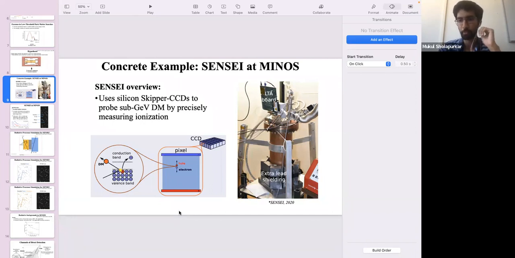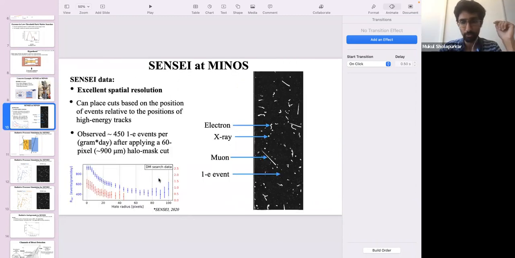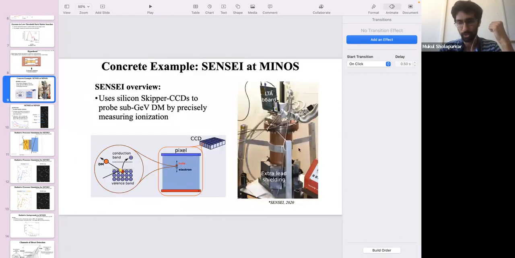Absolutely. Yes, that is completely true. All this data that I'm showing here, and all the analysis that has been done, is from the first run of the Sensei experiment in 2020, taken at the Minos cavern. This is the actual picture. But this is a relatively new experiment, and this was literally the first run they had. They are definitely planning improvements to go even deeper. So this was 100 meters underground.